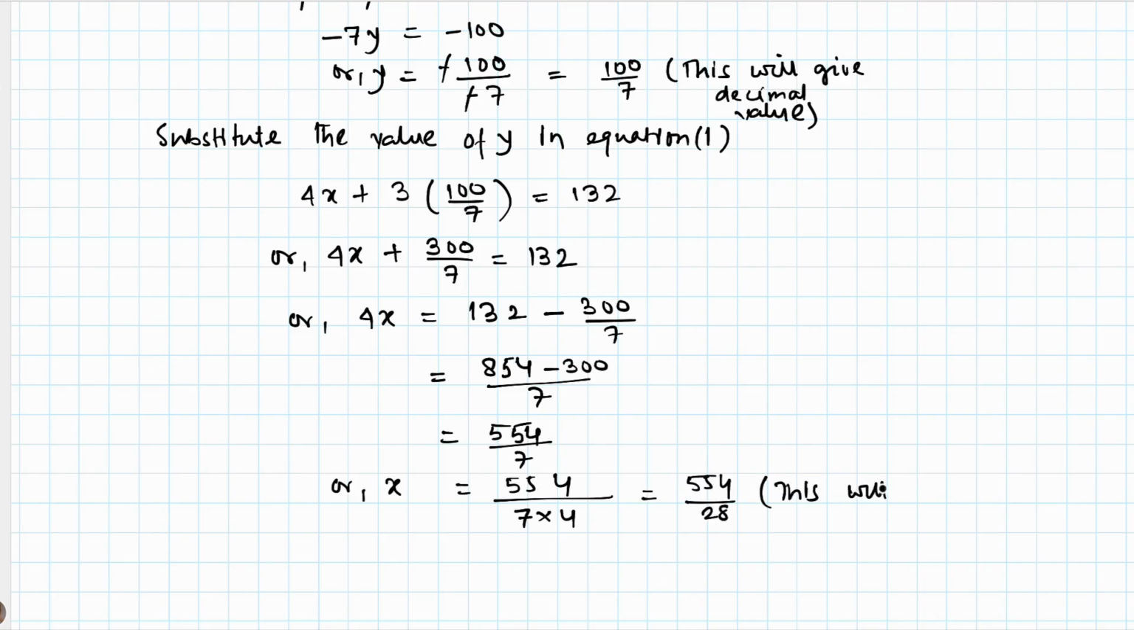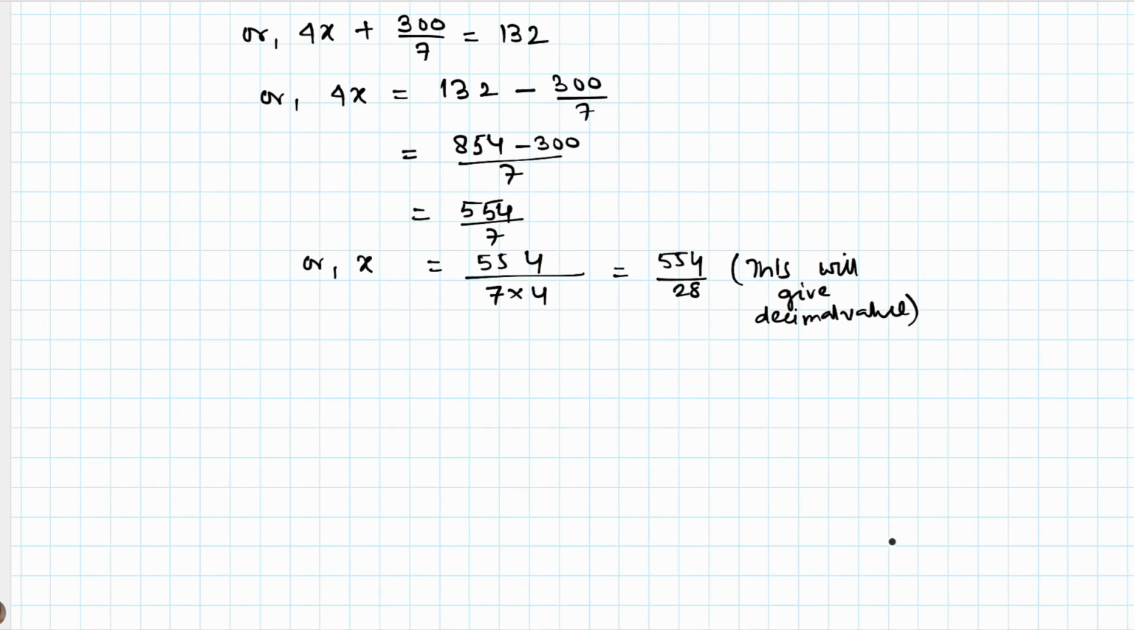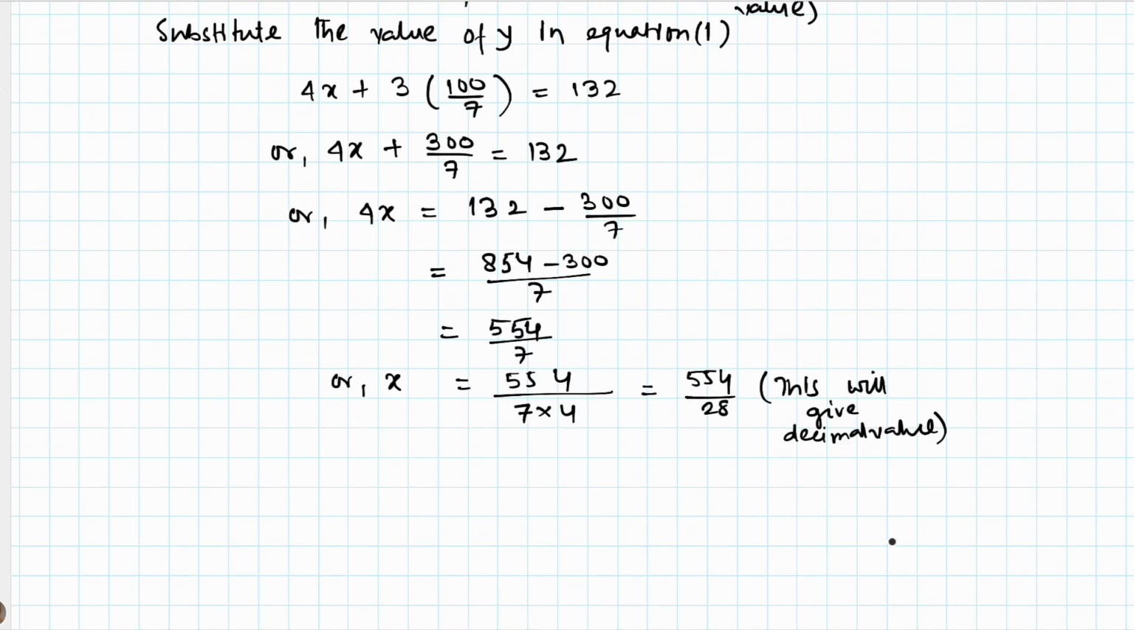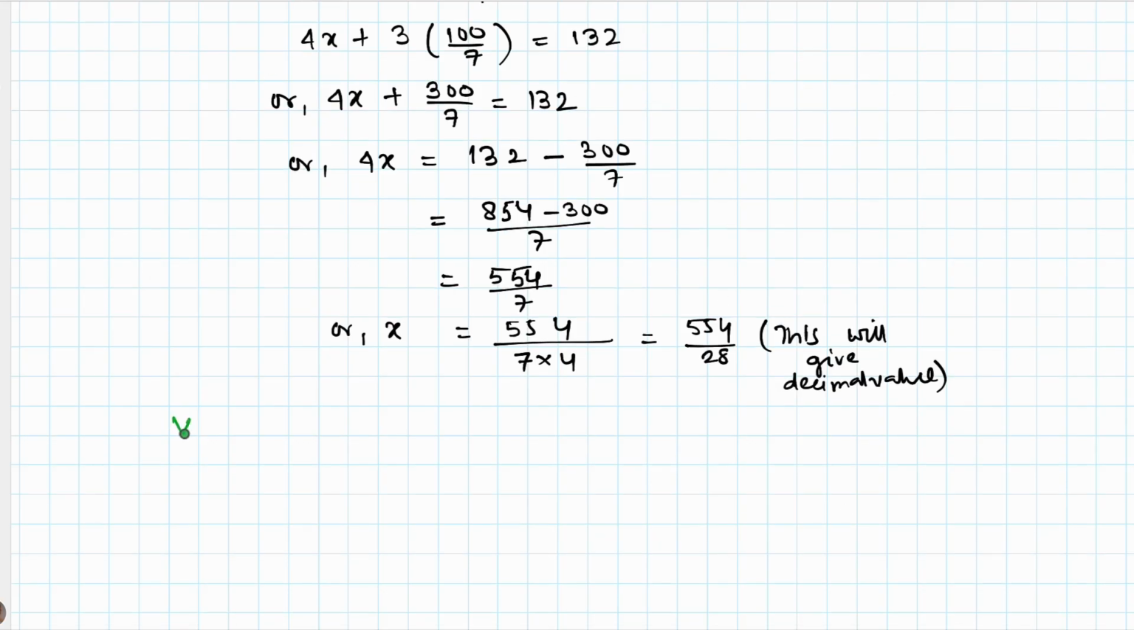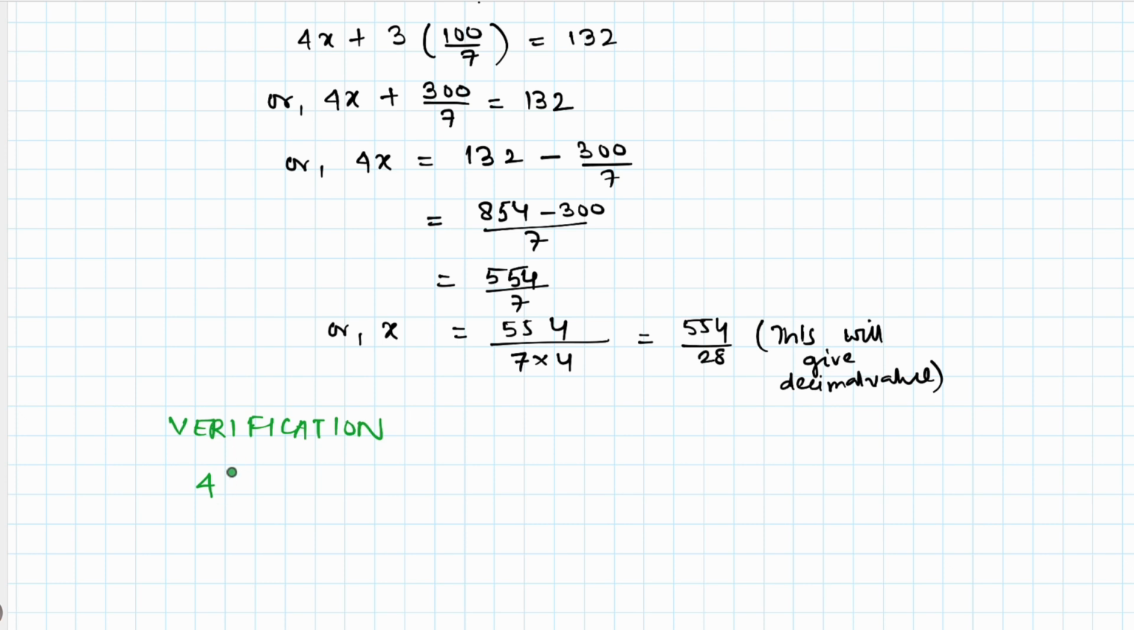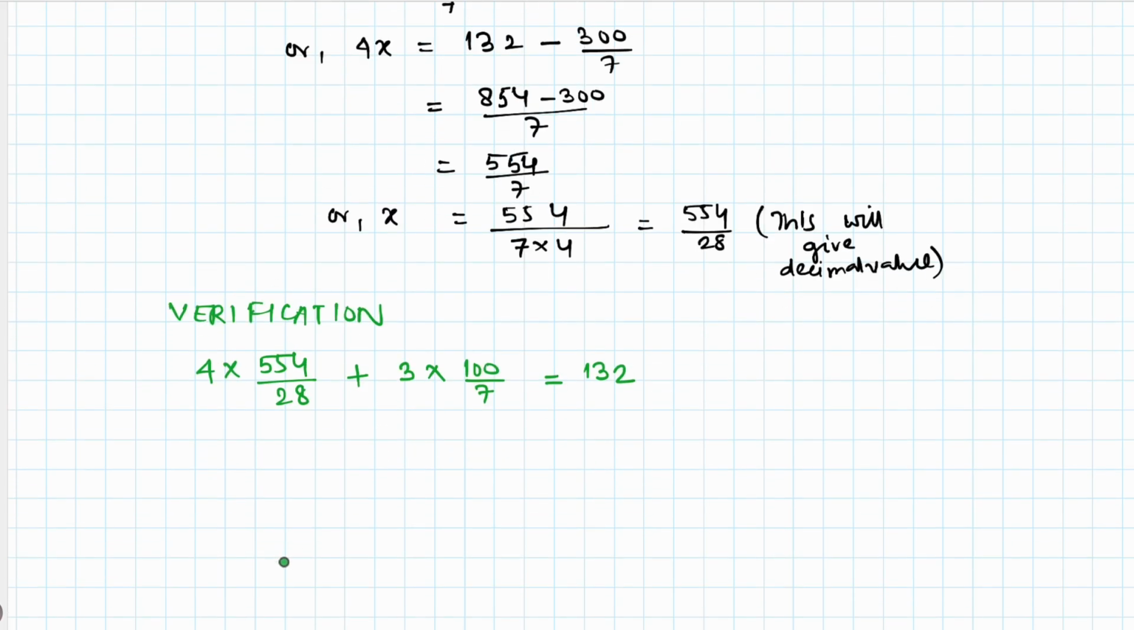Again, this will be a decimal value. So let's not convert into the decimal, just keep it as a fraction. Now we should verify our result. So for that we are putting the value of x and y in the equation. So 4 times 554 by 28 plus 3 times 100 by 7, which will give us 132 when we solve it.